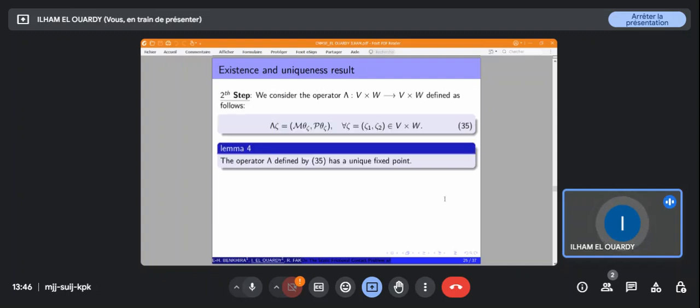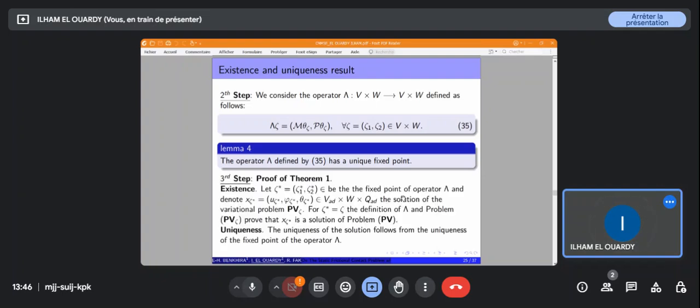For the second step, we consider the operator lambda defined as follows, and we have the following result. The operator lambda has a unique fixed point. The proof of this lemma is based on the result of Banach fixed points. So it is sufficient to show that the operator lambda is a contraction operator. And as a final step, now we have all the ingredients to prove our main result, the existence and uniqueness of the solution of the variational problem.